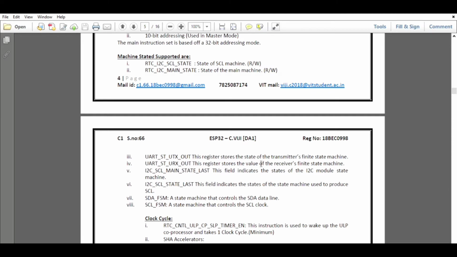This register shows the transmitter's data in a finite state machine, and UART ST URX out shows the value of the receiver's finite state machine. This stores the transmitter finite state machine, and I2C SL main state. This field indicates the states of the I2C main state machine and I2C SL state. This field indicates the state of the state machine used to produce SCL, SDA FSM.